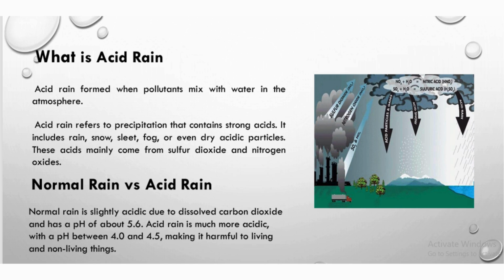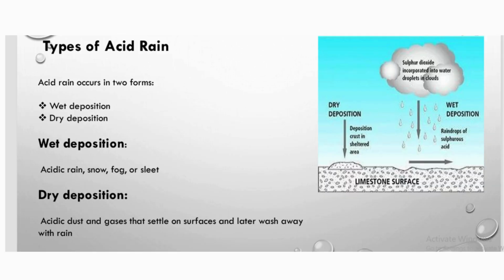So what is normal rain versus acidic rain? Normal rain is slightly acidic due to dissolved carbon dioxide and has a pH of about 5.6. Acidic rain is much more acidic, with a pH between 4 and 4.5, making it harmful to living and non-living things.